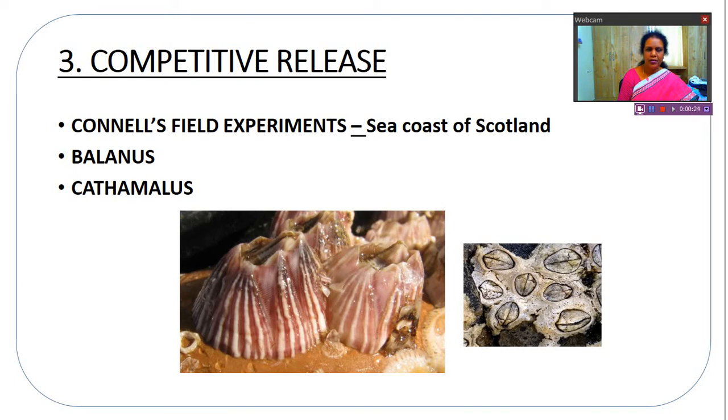So in competitive release, we see that when superior species and weak species are together, competing for limited resources, then what happens? The superior species will eliminate the inferior ones. And here we can see Connell's field experiment, where he studied that in the seacoast of Scotland there were two types of barnacles. So Balanus is the larger one and Chthamalus is the smaller one.